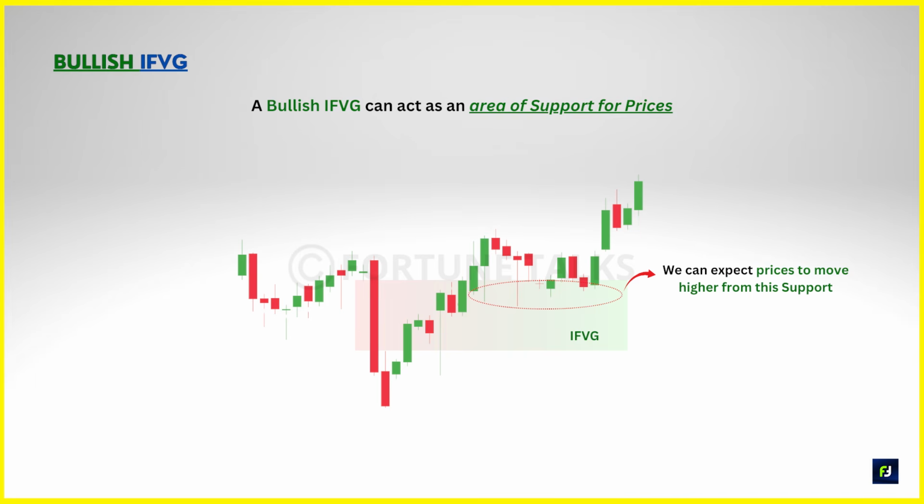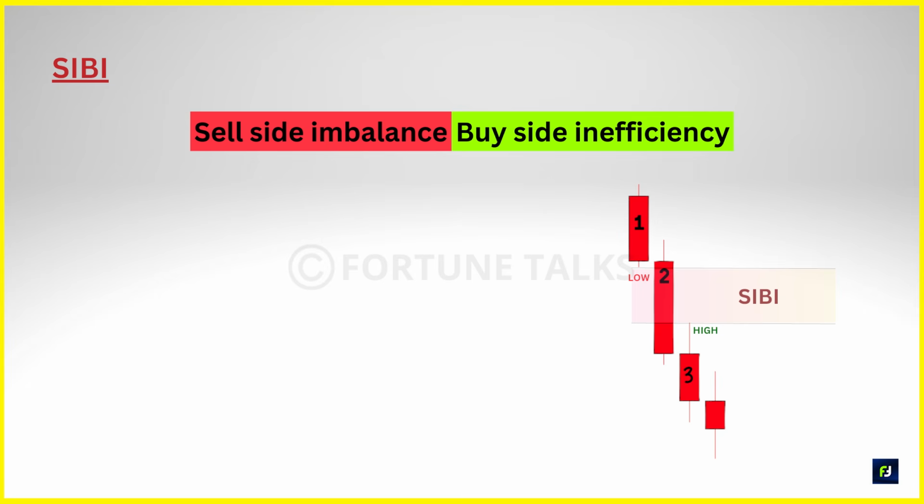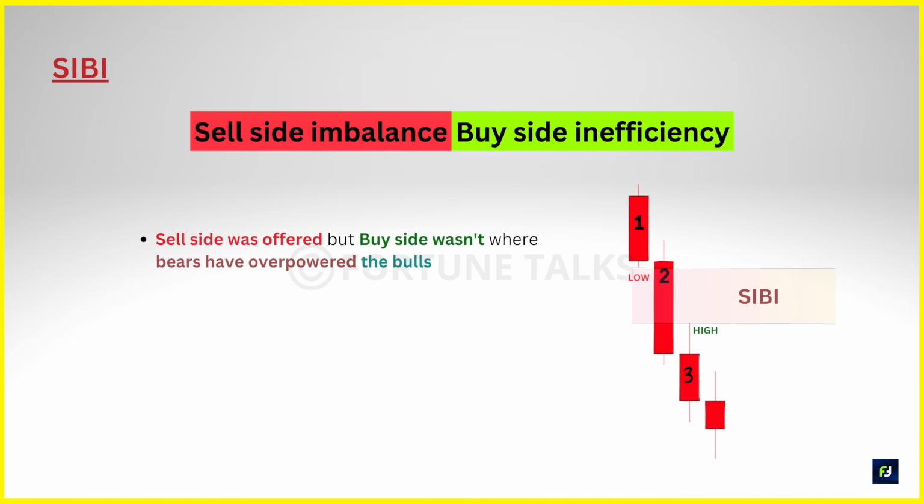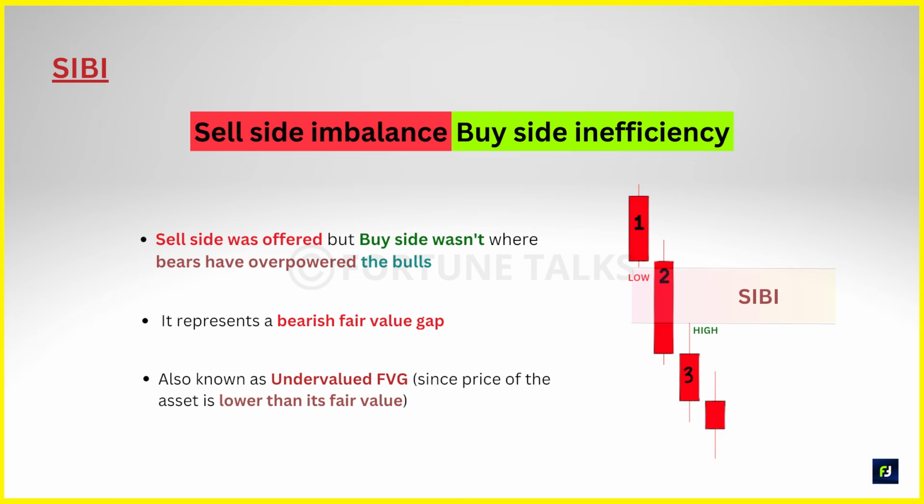And there is a reason why I say this. You see, a bearish fair value gap is also called a CB. It means there is a sell side imbalance and a buy side inefficiency. It means that the sell side was offered but the buy side wasn't. So it is inefficient. Or simply put, it represents a fair value gap where bears have overpowered the bulls. It is also known as undervalued fair value gap.